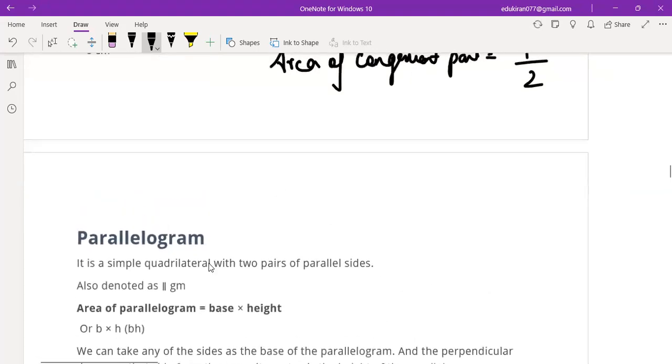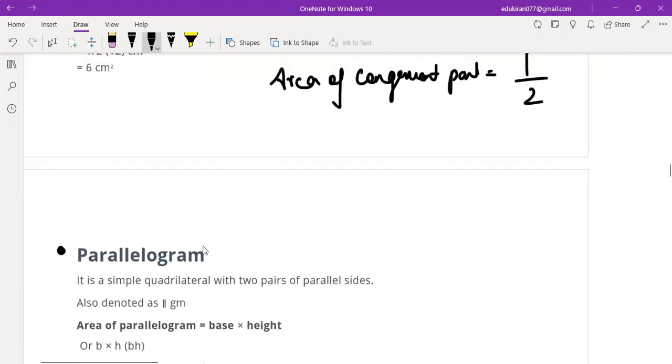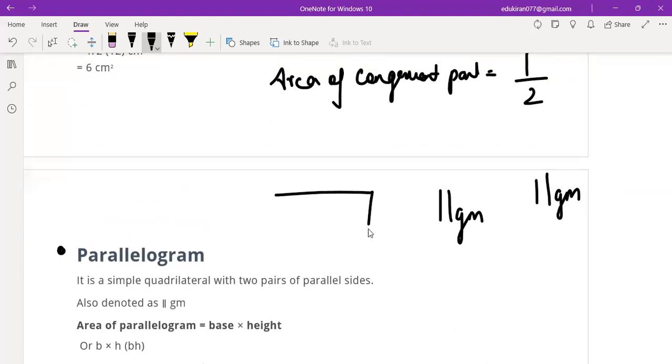Now coming to one thing, parallelogram. We will not start this topic, we will only write about parallelogram. Instead of writing the entire spelling of parallelogram, you can write it like this. Clear? So it is a simple quadrilateral with two pairs of parallel sides. For example, this, right? Two pairs will be the parallel sides. You write it like this: make two parallel lines and then GM for parallelogram. So what is the area of a parallelogram? It is base into height. Clear? So you will quickly note it down.